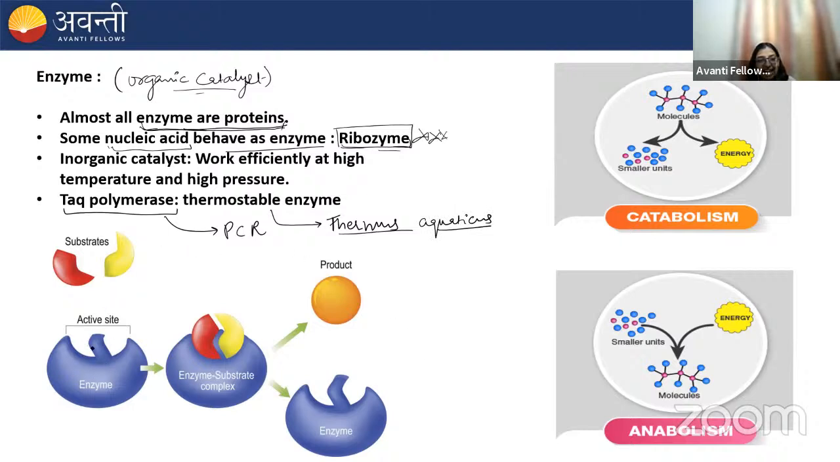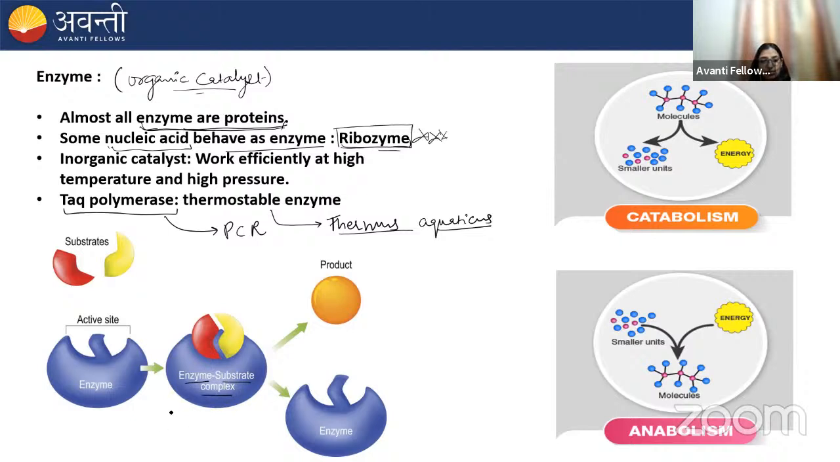And the enzyme has the active site, the site where the substrate binds. Each enzyme has a specific active site. That means the specific substrate can bind to a specific enzyme. So the enzyme shows specificity. When the substrate binds to the enzyme, they form a complex which is known as the enzyme substrate complex.